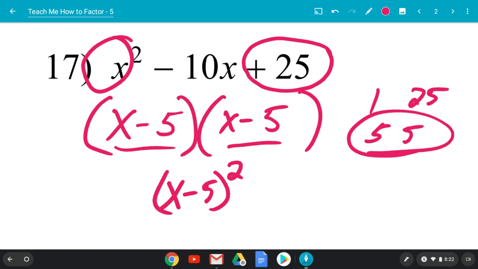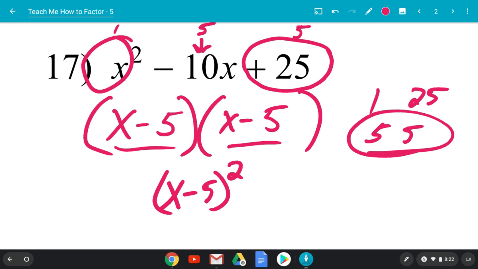What's the square root of 25? What's the square root of 1? 1 times 5 is 5, doubled is 10. Now, here's the reality when it comes to the perfect square trinomials. And you know what? The same thing would be true for the difference of squares too.